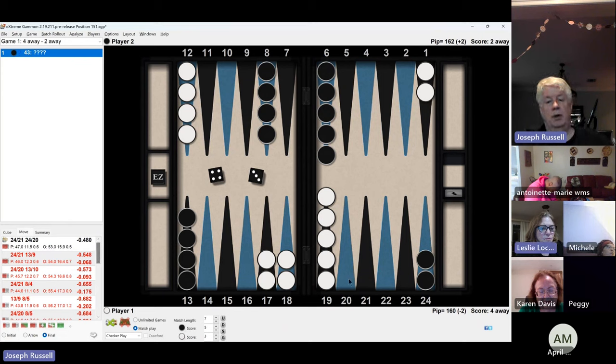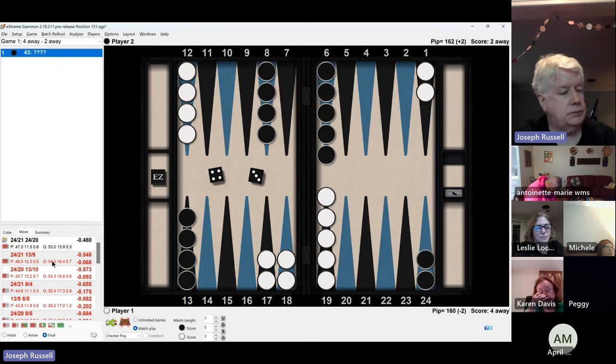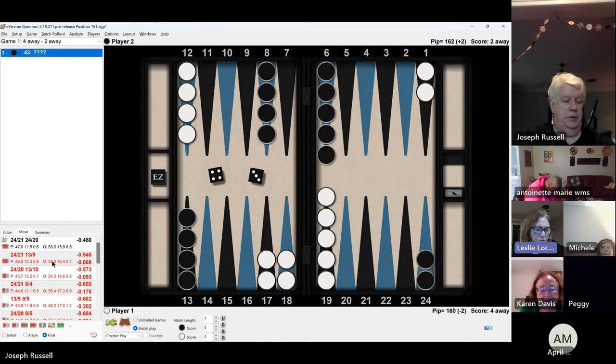An opening 6-1, and you're two away, and your opponent's four away. With a 4-3, you bring two up. Probably has to do with the fact that he's really pretty stripped except for his 6-point.